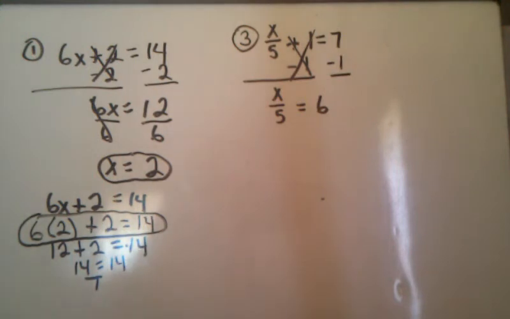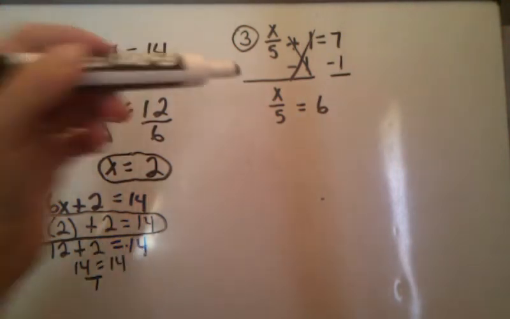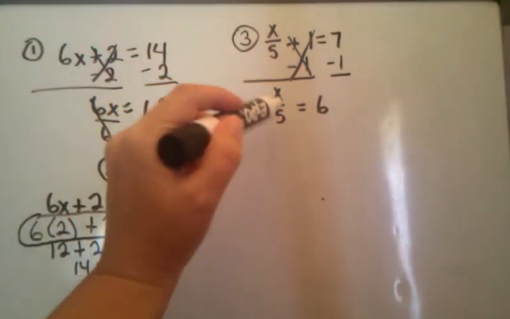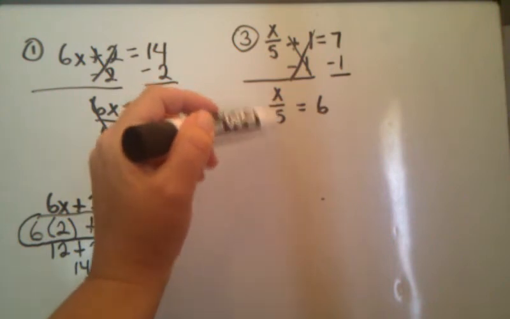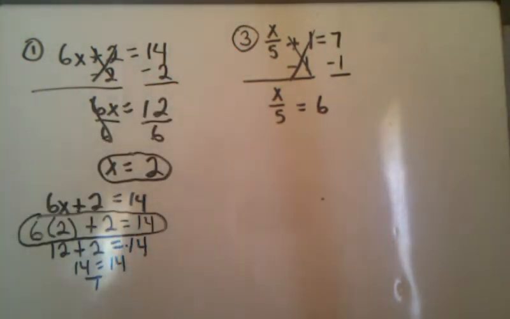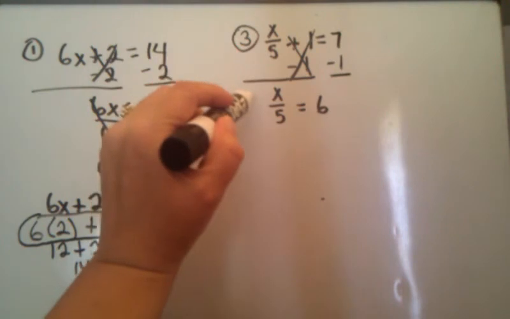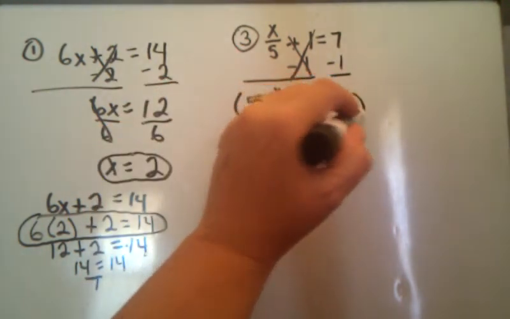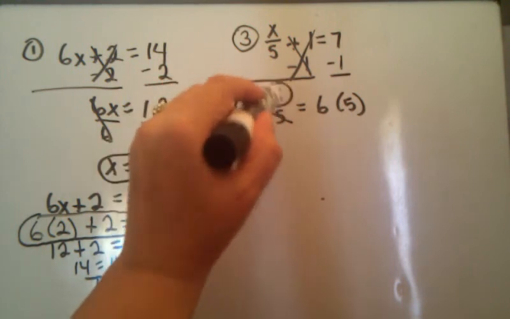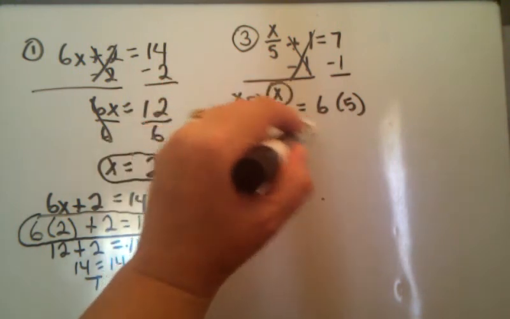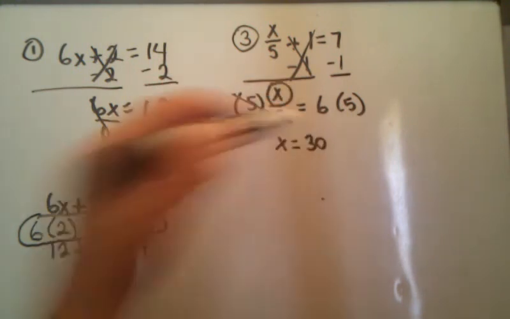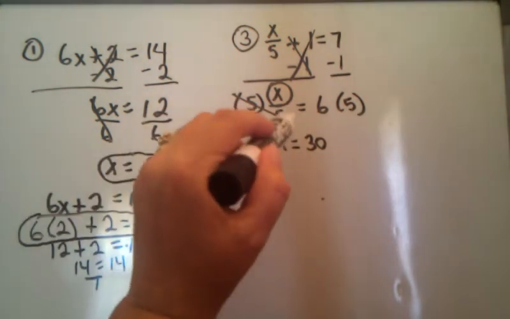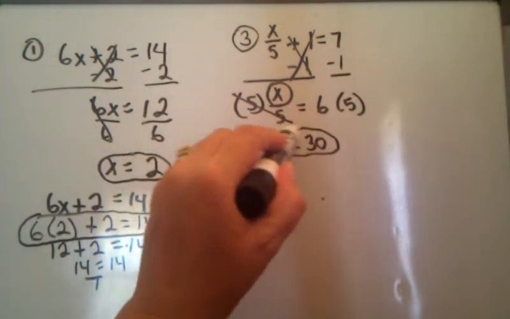Now I'm left with a fraction. 5 is on the bottom, so if it's already divided by 5, the opposite is multiply it by 5. So I'm going to have to multiply both sides times 5. My 5's cancel out, so x equals 6 times 5 is 30. So you should have come up with 30.